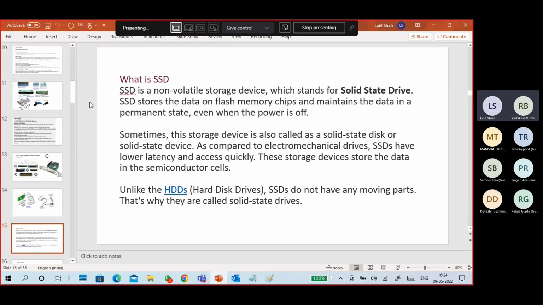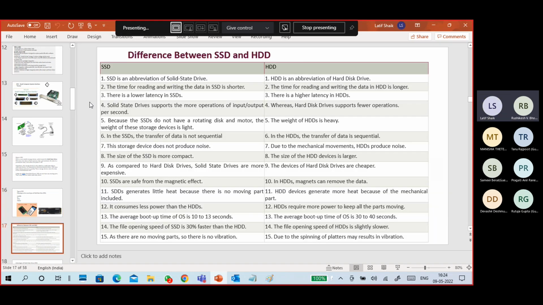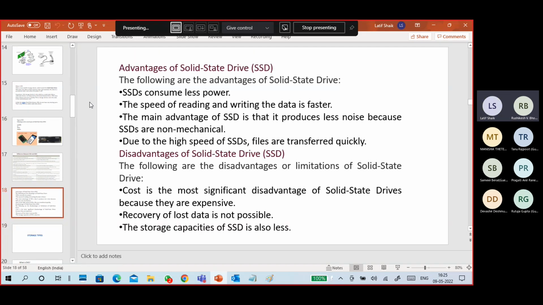So SSD is a non-volatile storage. Different types of things are there: M.2, SATA connectors. This is the difference between SSD and HDD. Now, advantages and disadvantages of SSD. What are the disadvantages? Cost is high, and it is suitable mainly for the OS. It does not mean it doesn't store normal data.